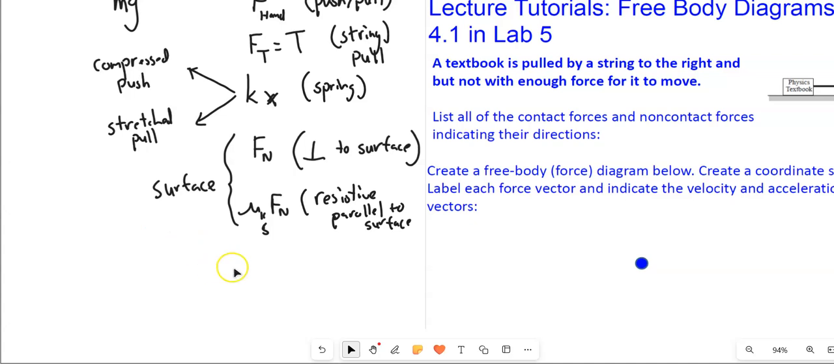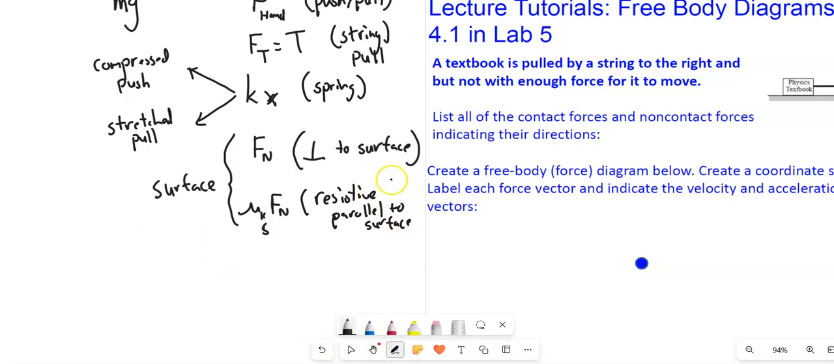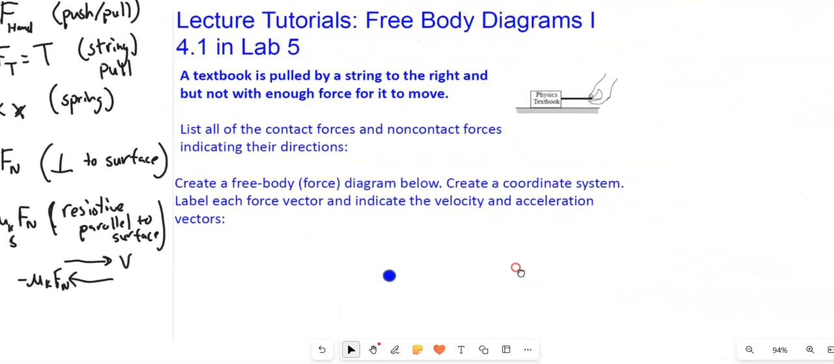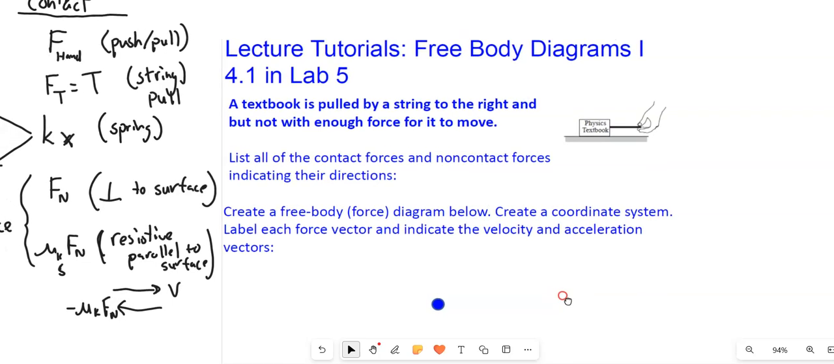Now, what I've noticed is friction tends to be, especially if it does have a velocity vector, if the object is moving to the right, the friction vector is going to be pointed opposite that direction. So if the object is moving, that kinetic friction vector is always opposing the direction of the velocity vector. Okay? So in our force diagrams, I'm going to ask you to list the velocity and acceleration vectors, given by the description too.